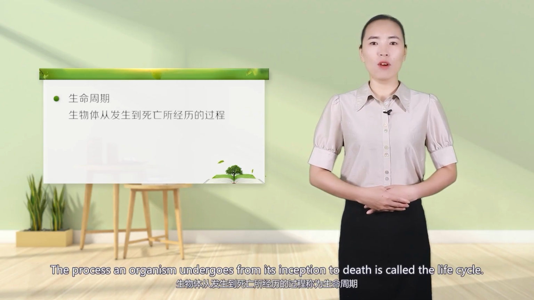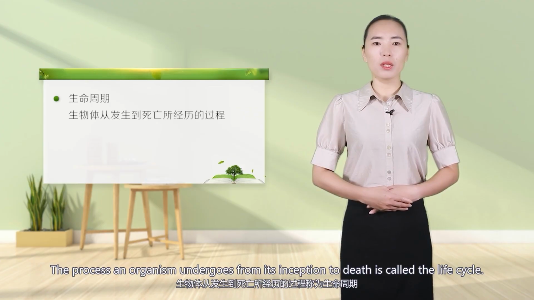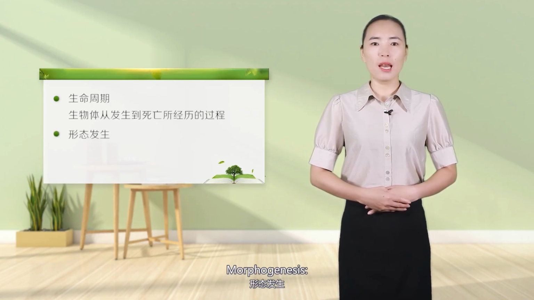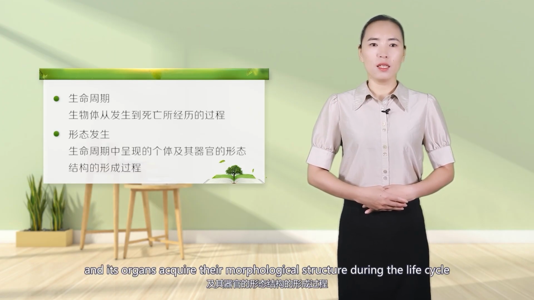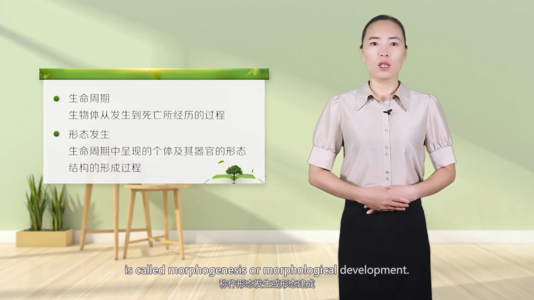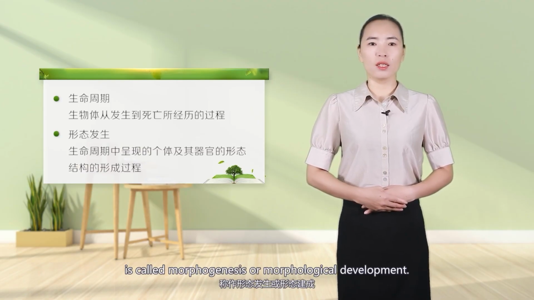Life cycle. The process an organism undergoes from its inception to death is called the life cycle. Morphogenesis. The process through which an individual and its organs acquire their morphological structure during the life cycle is called morphogenesis or morphological development.